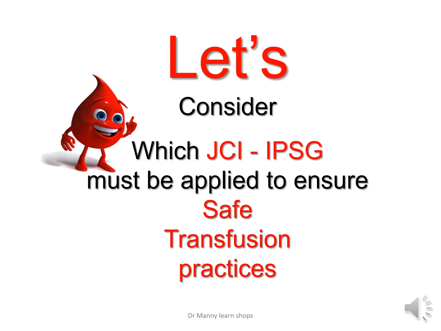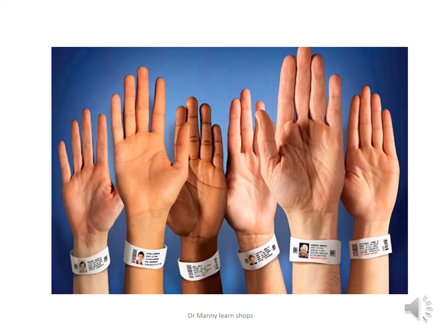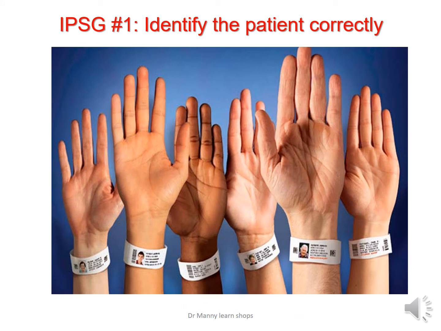Now let's consider which Joint Commission International patient safety goal must be applied to ensure safe transfusion practices. Well, the answer is we have to apply International Patient Safety Goal number 1. Identify the patient correctly. And if you look at the literature, we are still not identifying patients correctly. And as a consequence of that, there are medical errors, one of which could be the wrong blood product may be administered to the wrong patient.